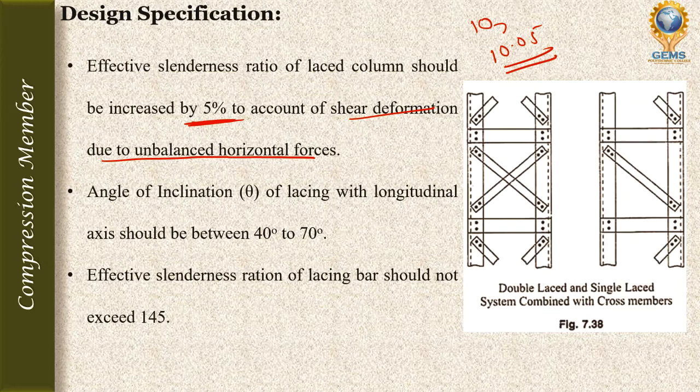Next is the angle of inclination. The angle of inclination of lacing with the horizontal axis. So this is the horizontal axis, and the angle of inclination is this one. This theta should be between 40 to 70 degrees, not more than 70 and not less than 40. The slenderness ratio of the lacing bar should not exceed 145.